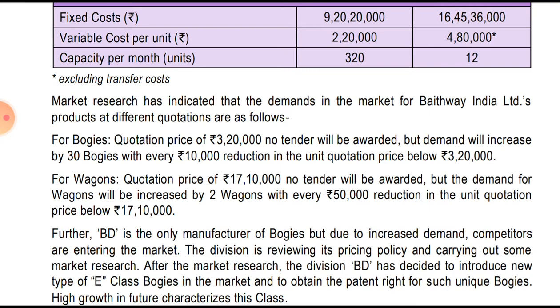Okay, and for wagon they are given quotation price 17,10,000, no tender will be awarded, but demand for the wagon will increase by 2 wagons with every 50,000 reduction in the quotation price below 17,10,000. Similarly, in this, A will be 17,10,000, and B is equal to 50,000 divided by 2.